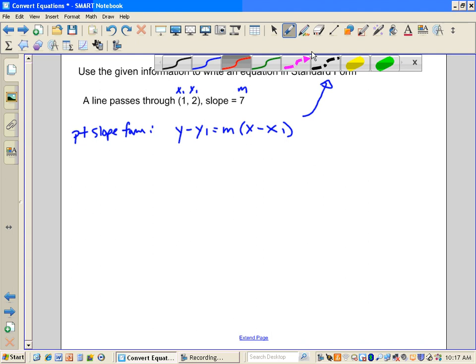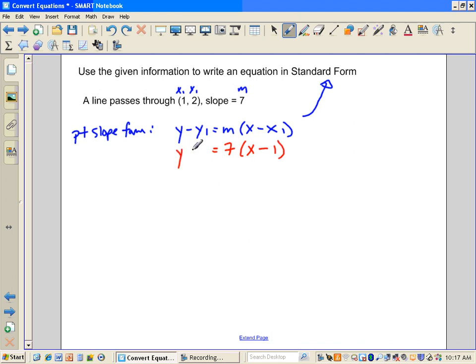I'm just going to grab a different color here. If we want to fill in the parts that we know, then we're going to fill in the slope is 7. X is just x. My x1 is 1. Y is just y, and my y1 is 2. So here it is in point-slope form. I want to get it into standard form. Well, the way you're going to do that is you're going to convert point-slope form into slope-intercept form.